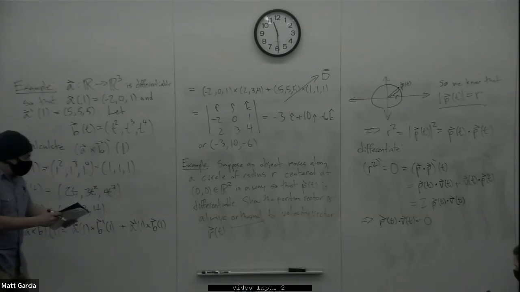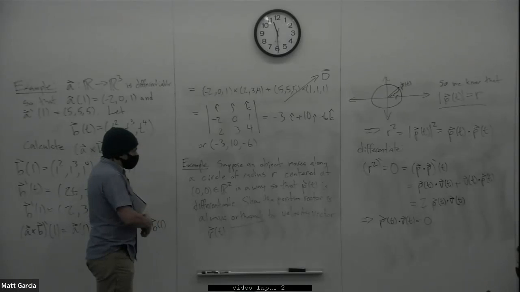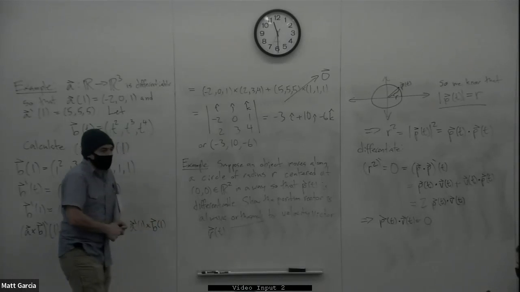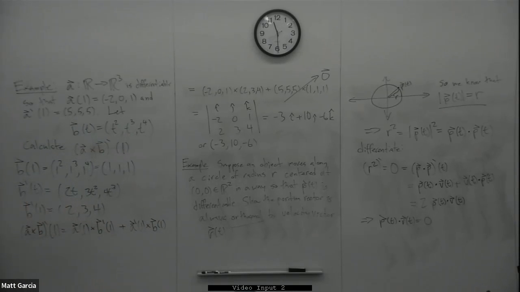Okay, great. Sorry if I missed this, but the reason the derivative of R squared is zero is just because R squared is a constant. That's right. Yep.